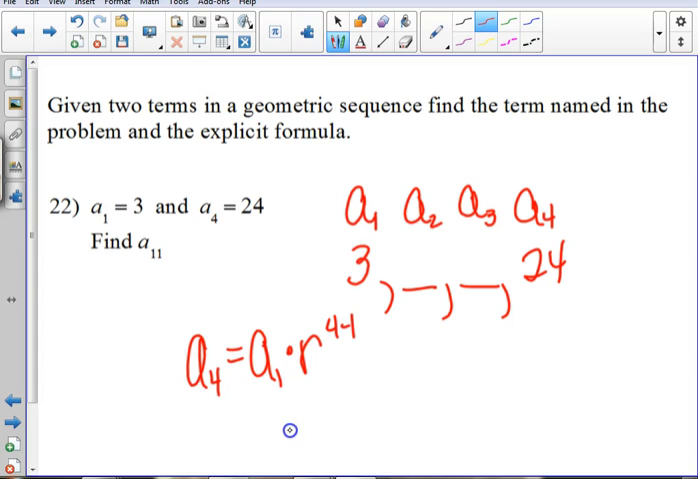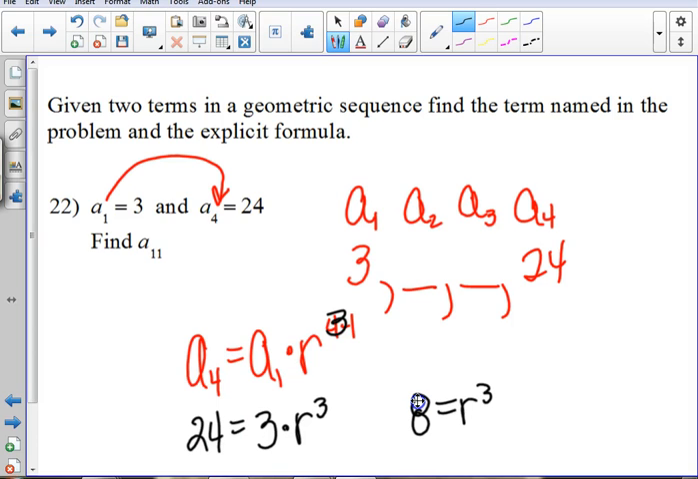Or 3, is that good? I would just say 3 because I would have just subtracted these. We multiplied 3 times, right? So 24 is 3 times something, 3 times. Then what? What do we do first? Divide, so we get 8.